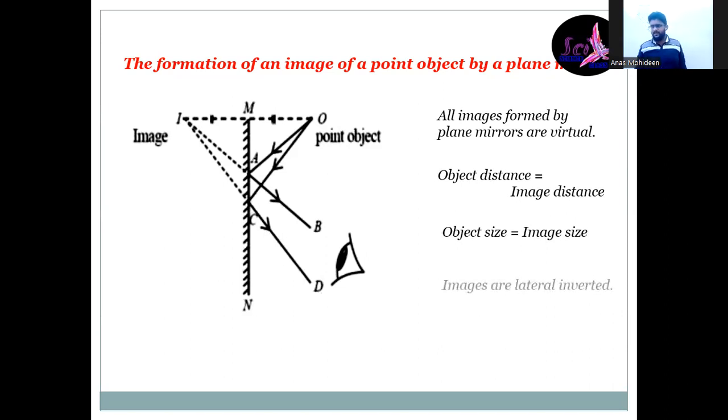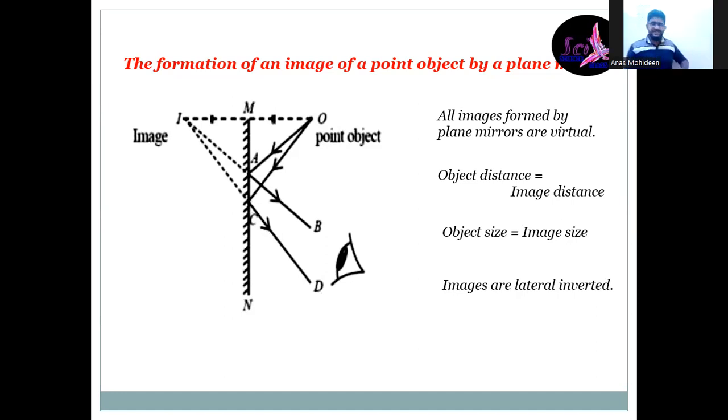But I'm standing on my feet. Will the image be standing on its head? It won't. In real life, it won't happen. So it is an upright image. Upright means the same orientation. If I'm standing on my feet, the image will be on its feet. So upright. And is it a real image or a virtual image? Virtual image. So: virtual image, upright image, object size is equal to image size.